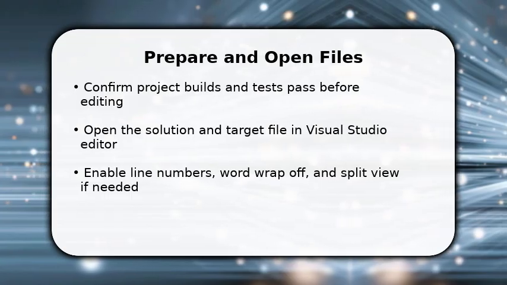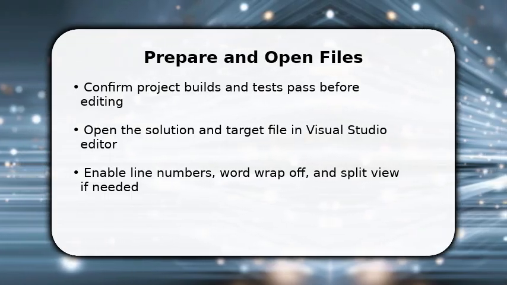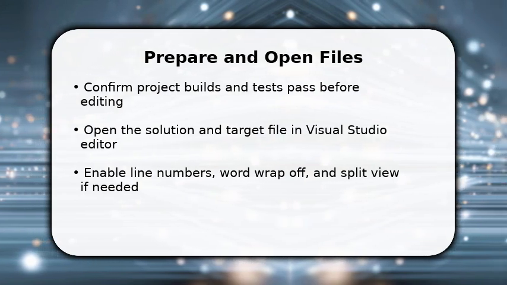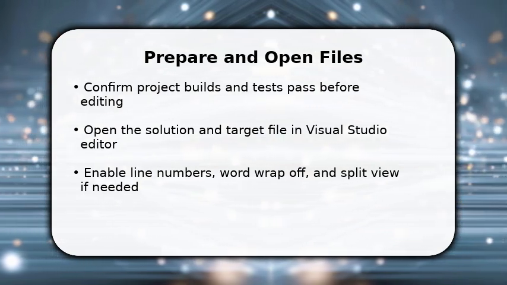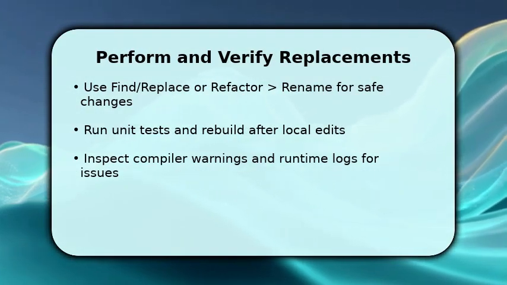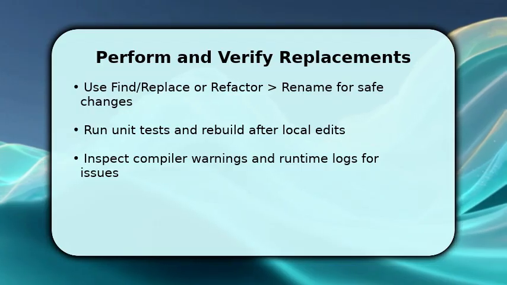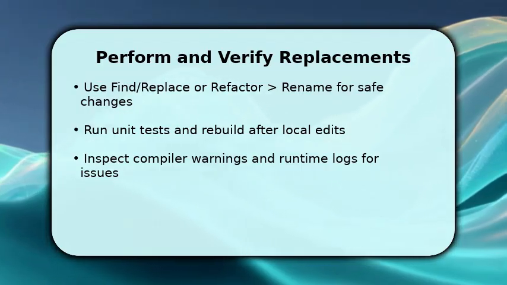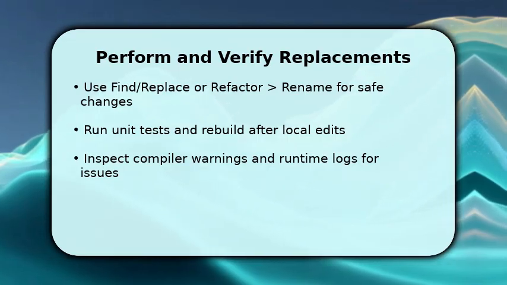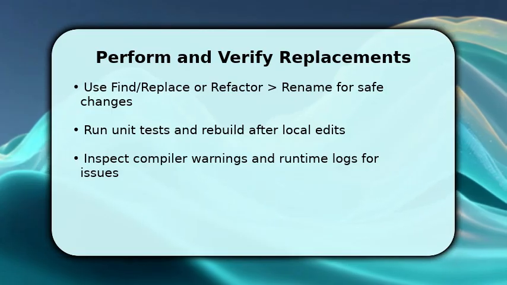This prevents accidental loss. Now position the cursor where replacement begins and scan nearby comments or to-do items to understand intent before changing code. Next, perform the actual replacement with care. Use Visual Studio's refactor rename when changing symbols so usages update safely, or use find and replace for text changes, but prefer regex or whole word options.